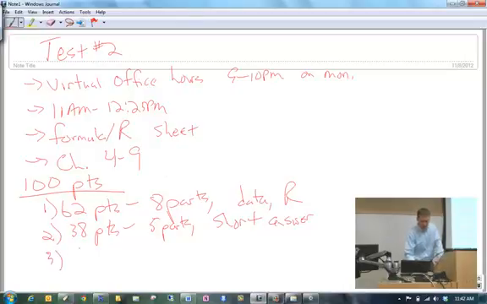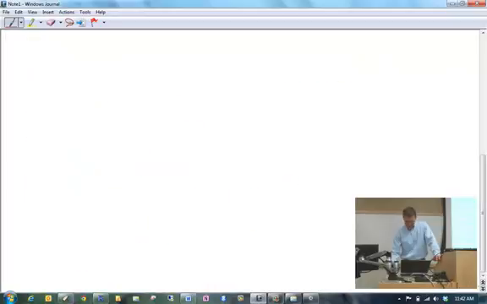And then lastly, problem number 3 is 3 points extra credit, dealing with something that we mentioned during class. So hopefully you weren't sleeping when we talked about it. So that's the structure of the test. It's going to be very similar to last time.